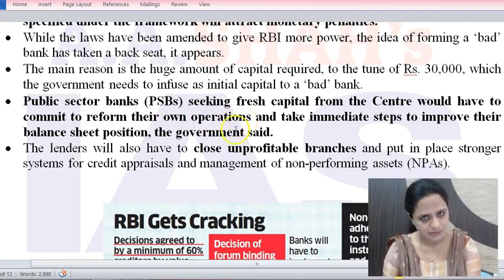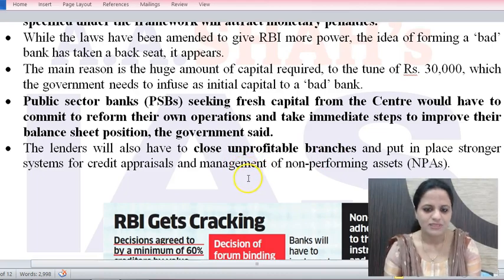If there are unviable branches of the bank too, they have to be closed. So unprofitable branches are closed. Such steps need to be taken to improve their own balance sheet position, and then the government may also provide them capital. Infusion can be done. So this is also a statement coming from the government.